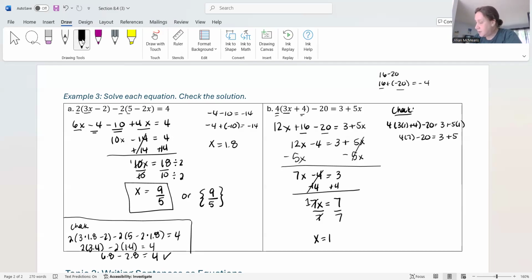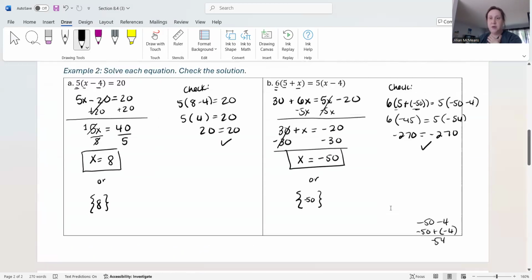Let's go back to the left. So on the left, we have 4 times 7, which is really 28. So we get 28 minus 20 equals 3 plus 5, which is 8. And then on the left, 28 minus 20 is 8. So we can say with confidence, our solution really is x equals 1. Or again, we can make it fancy and we can write it as solution set notation, okay? So officially, we are done with this video. Sorry, I genuinely didn't remember that I had 2 examples here.